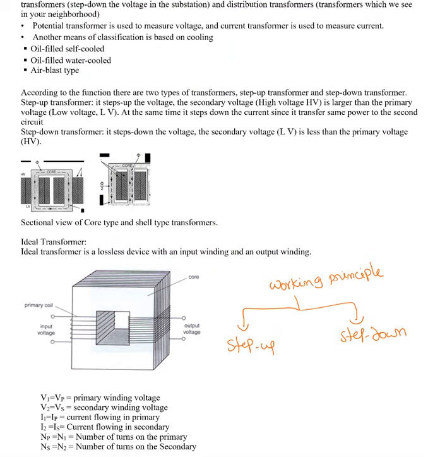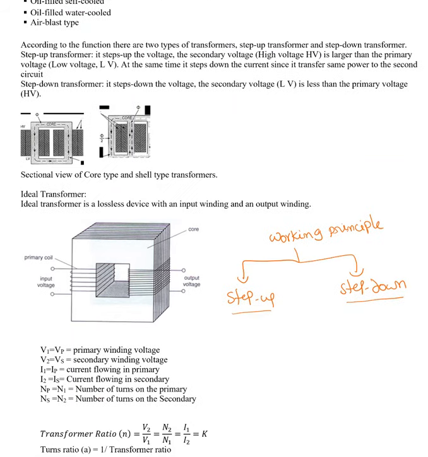So according to working principle, we have two types of transformers. One is step up transformer, another one is step down transformer. A step up transformer will have V2, which is the secondary voltage, greater than V1. For a step down transformer, V1 is greater than V2, where V1 is the primary voltage and V2 is the secondary voltage.